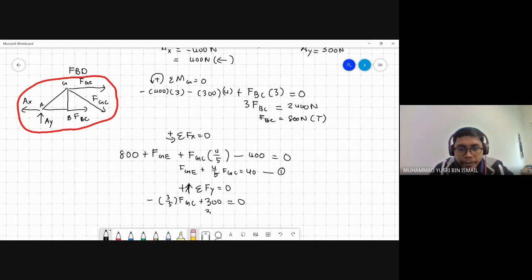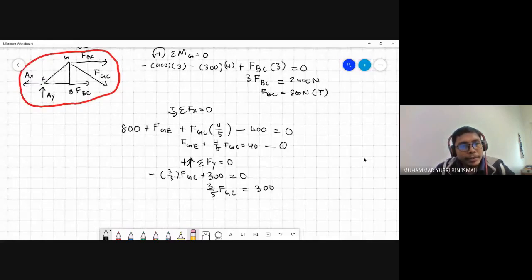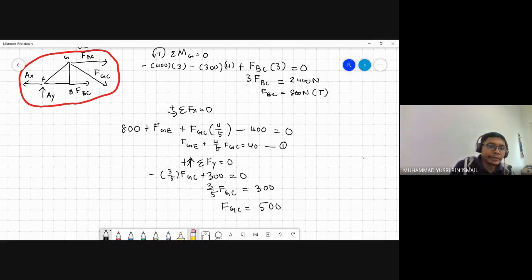So 3/5 FGC equal to 300. So 300 times with 5 divided by 3, FGC equal to 500 Newton. So okay, it is basically in tension.